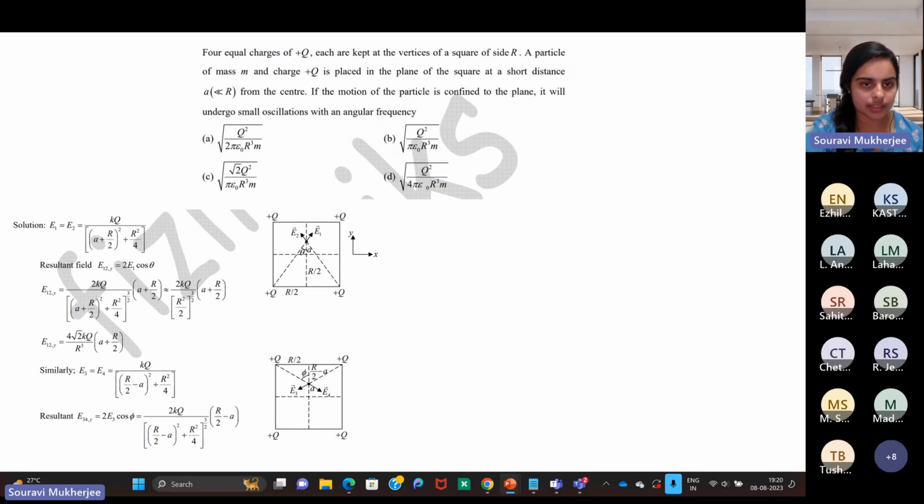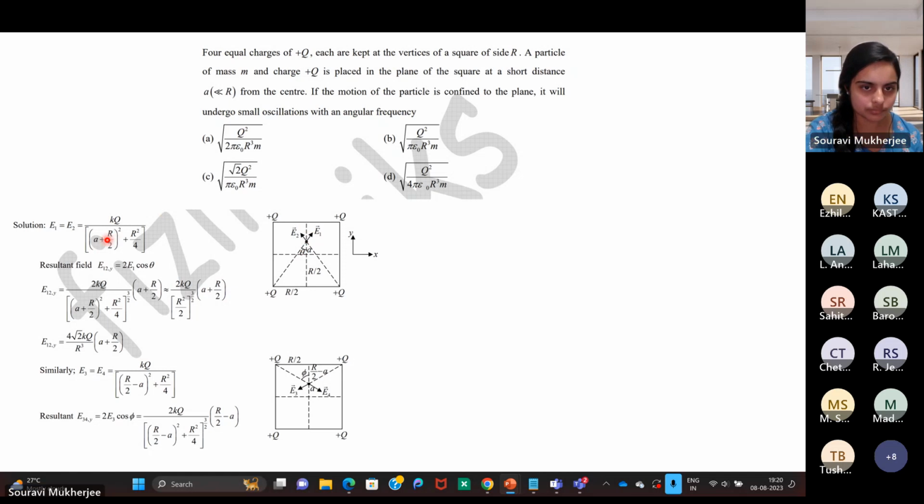So what you do is you first consider these 2 charges, right? So what happens is, obviously here the x components will cancel out. So you'll have only component along y. Okay. So how do you do that?